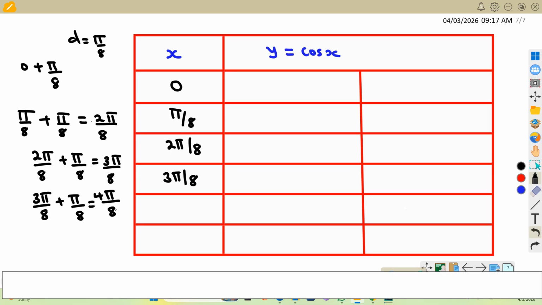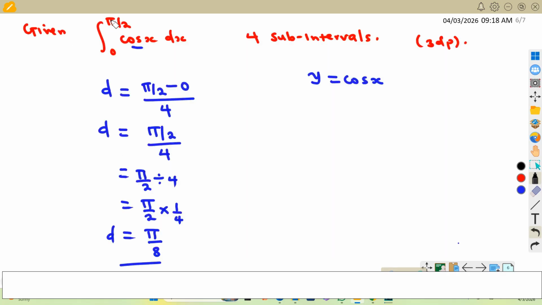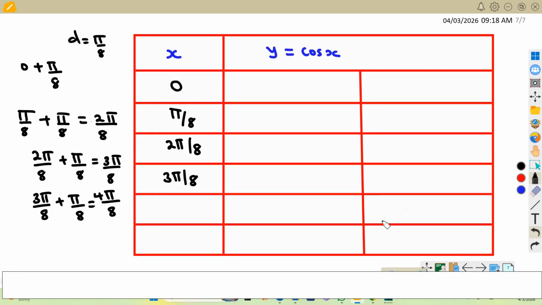Of course, 4 pi divided by 8 is the same as pi divided by 2, which is where we are supposed to stop. You should add up to pi by 2. So that is what we shall obtain as the values of x.